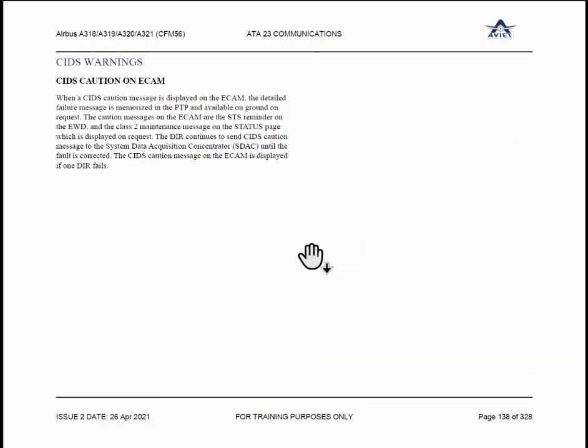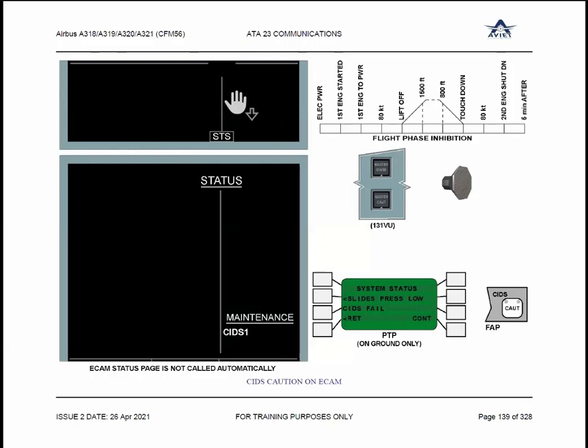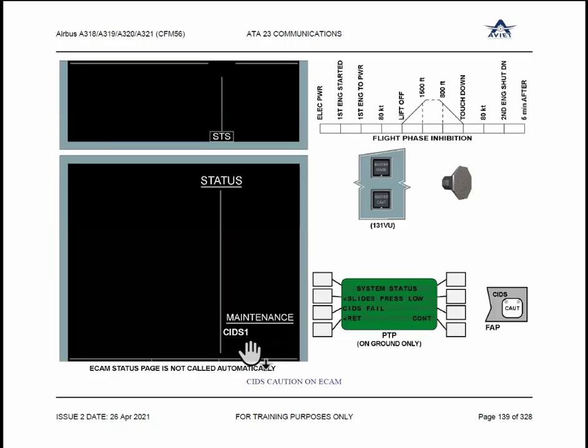Question on ECAM. There is no question on the ECAM. SITS question on ECAM. When the SITS question message is displayed on the ECAM, the detailed failure message is memorized in the programming and test panel, which you can access on the ground on request. The question message on ECAM and the status reminder will be there on the engine warning display. A class 2 maintenance message on the status page will be there. The director continues to send the SITS question message to the stack until the fault is corrected. The SITS question message on the ECAM is displayed if one director fails. It will come for many reasons, right?